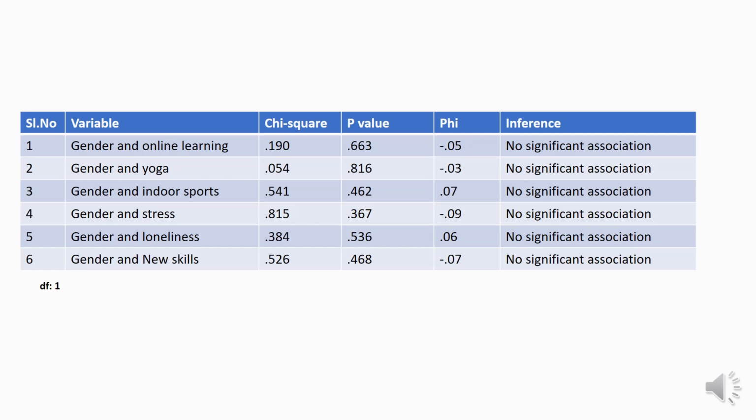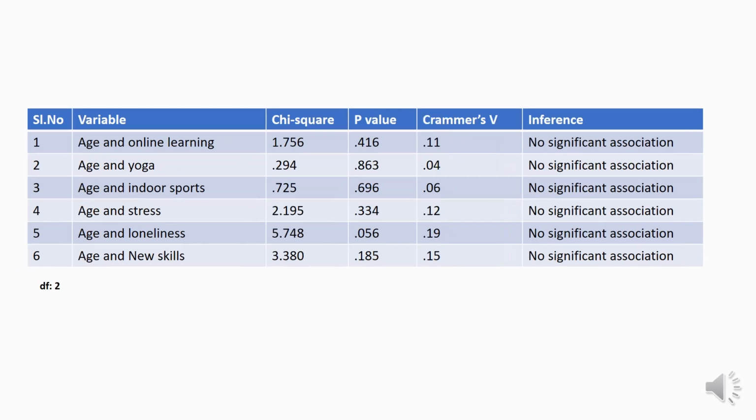So now, as we know, when a p-value is lesser than 0.05, then we go for the alternate hypothesis, and when the p-value is greater than 0.05, we go for the null hypothesis. But since all these values are very, very low, there's no significant association between these two variables. That is slide 7.